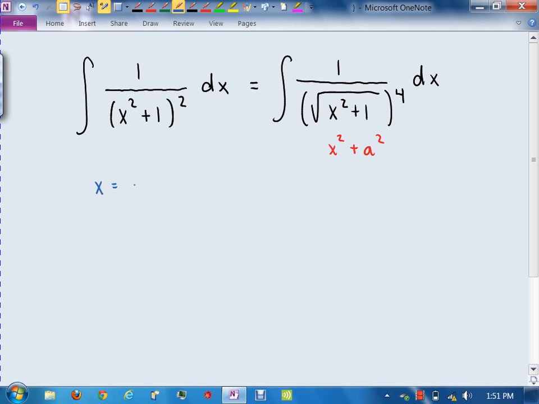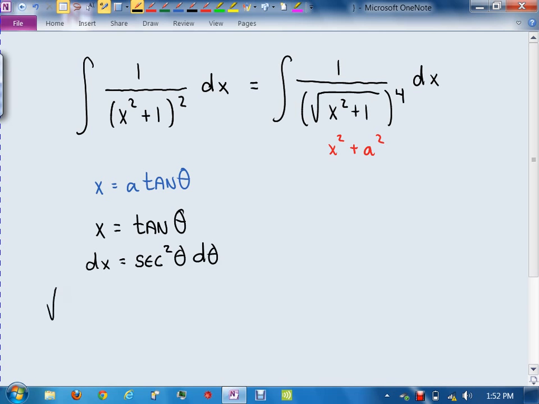x is a tan theta. That's my substitution. Now what is a for us? 1, right? So my substitution is x equals tan theta. What do I do now? dx. dx is just secant squared theta d theta.